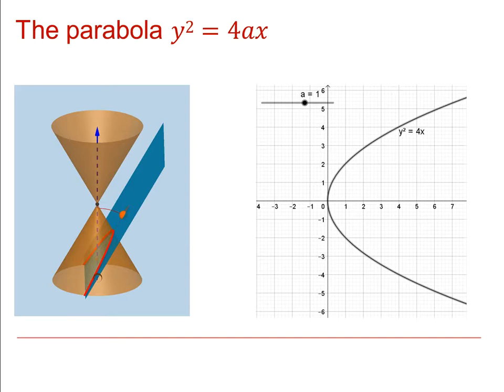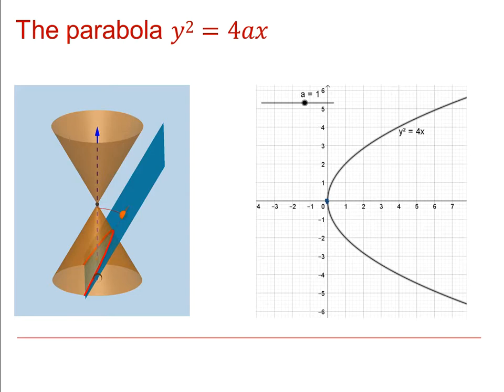For different values of a, the curve will simply have different slopes to its sides. All of them will pass through the origin. So if x is equal to 0, then y squared must be 0 and y is 0. So all of the parabolas pass through the origin. As a increases, the curve gets wider, and as a gets smaller, it gets narrower.